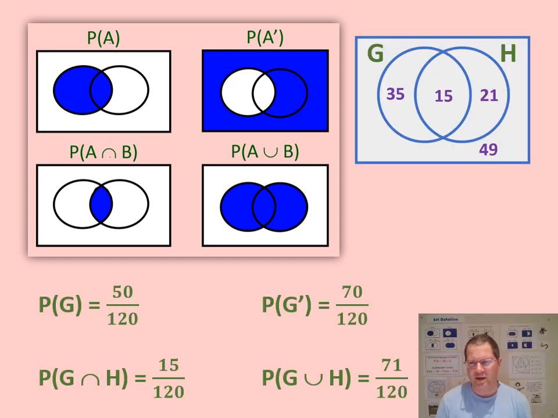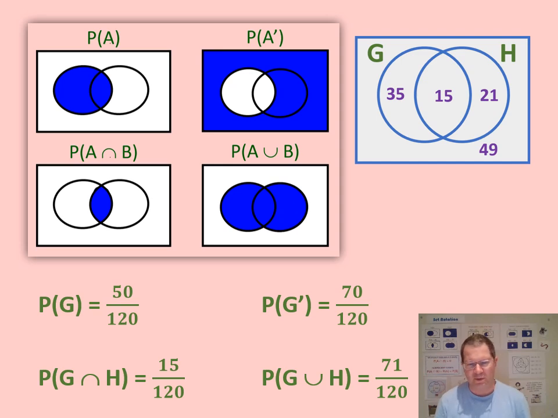So we've now added a diagram with G and H circles, the numbers 35, 15, 21, and 49. And then we're working out the probabilities at the bottom left. So the probability of G, the numerator is the 35 plus the 15 that are in the circle G, and then the denominator, as it is for all the other ones on this screen, is the sum of all the numbers. 35 plus 15 plus 21 plus 49 is 120. The probability of not G is the 21 and the 49 added up on the numerator, with 120 on the denominator. Of course, you could just take away the probability of G from 1 to get the probability of not G.